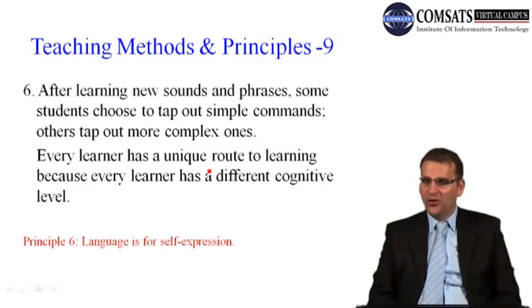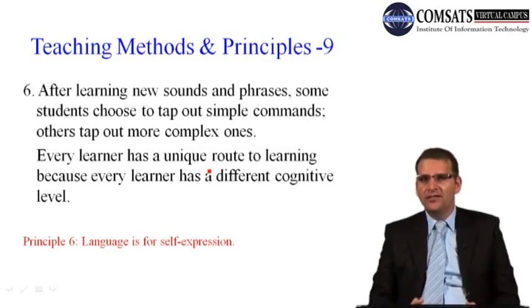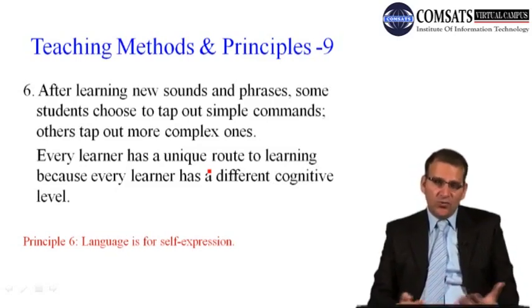I hope you understand. No two learners are equal, in fact. Perceptions are different. The cognitive level of the learner is different. The background of the learner is different. Is that clear? So again, the educational background, the cultural background, the linguistic background. That's why no two learners can be alike.